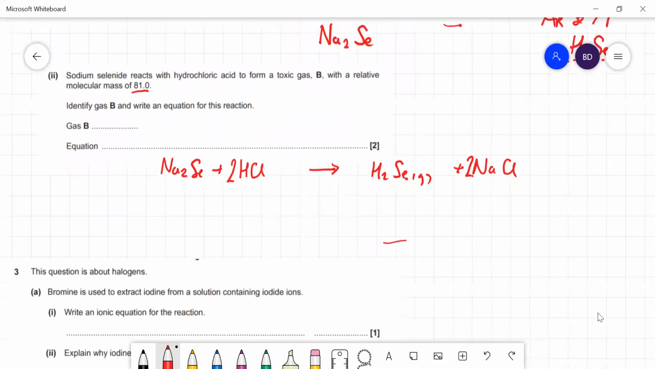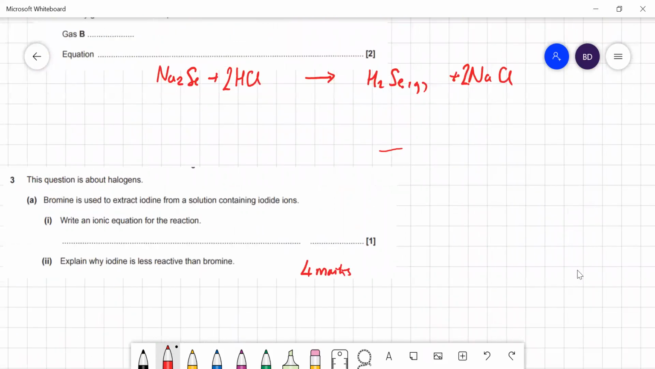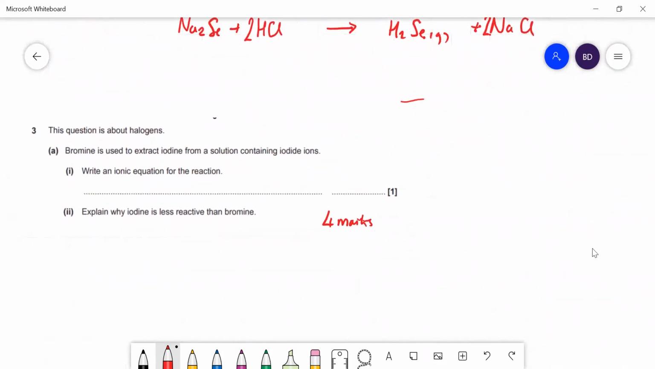Right. The question is about halogens. Bromine is used to extract iodine from a solution containing iodide ions. Write an ionic equation for this reaction. Okay, so there's a halogen displacement, isn't it? So we're going to have Br2 and we're going to react that with I-. What's going to happen is the bromine is going to oxidize the iodide, it's going to remove an electron from it, so you're going to get I2, and you're going to get 2 electrons sticking onto the bromine, so 2Br-. Right, so that's one.